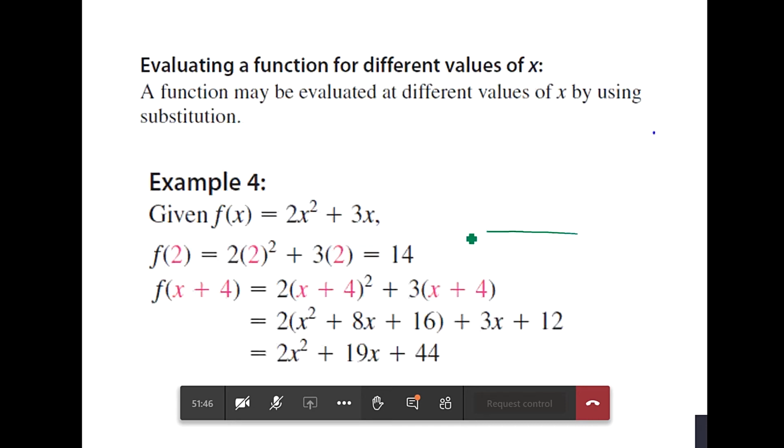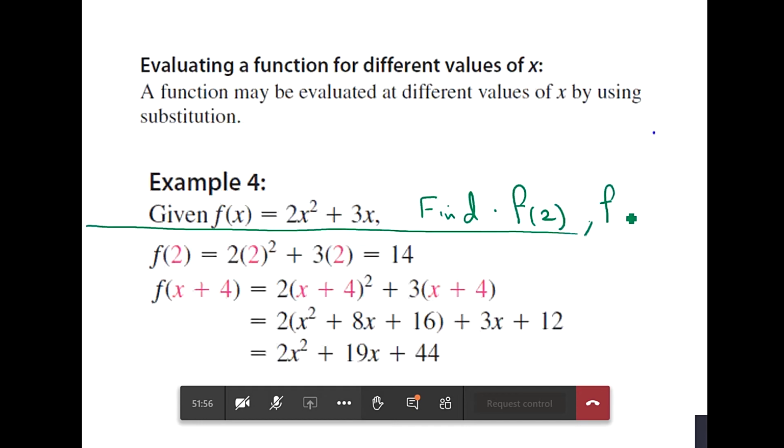Here it says find, for example, f(2) and find f(x + 4). This is what is required. Okay? Find f(2) and find f(x + 4). Of course f(x) is always the symbol for the function. We can use f(x), g(x), h(x), any letter. Okay, (x) means with respect to x.